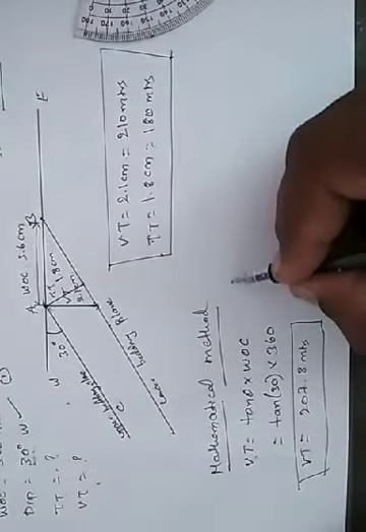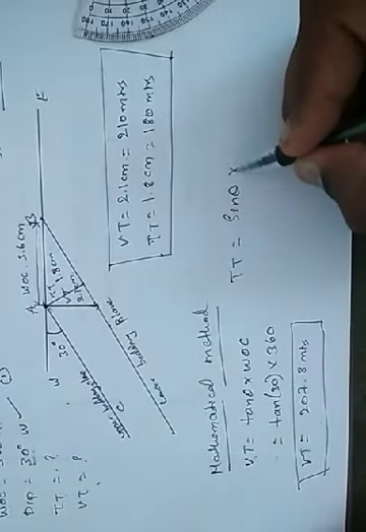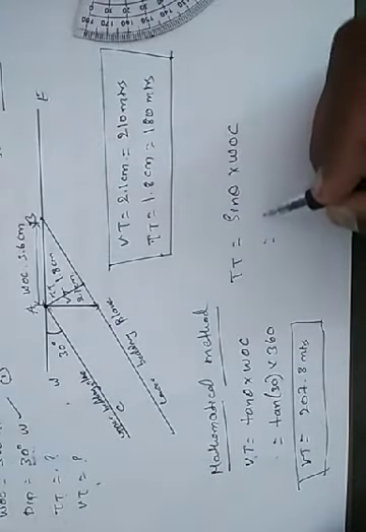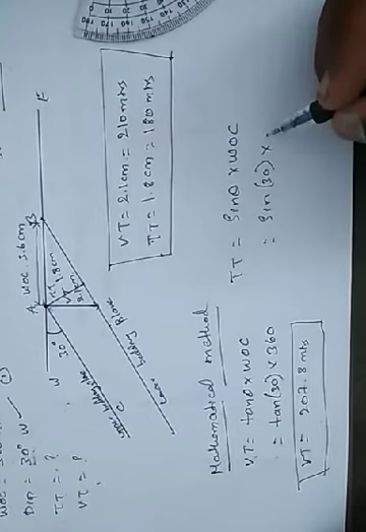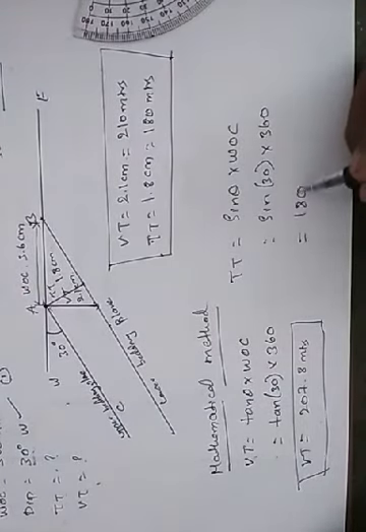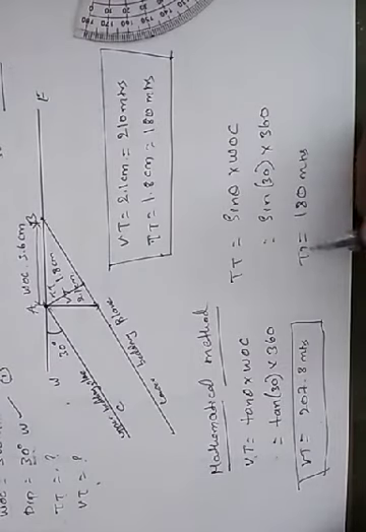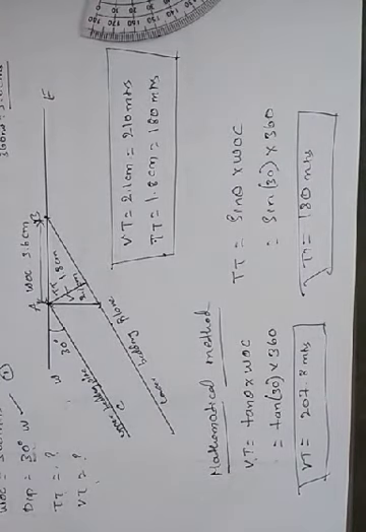Now for TT, we have the formula sin theta into WOC. Sin of theta is again the dip, that is 30 degrees, into width of outcrop, that is 360 meters. So you will get 180 meters. So this is the TT value we got through the mathematical method. So this is how we are going to solve thickness of strata problems by the geometrical method as well as the mathematical method.